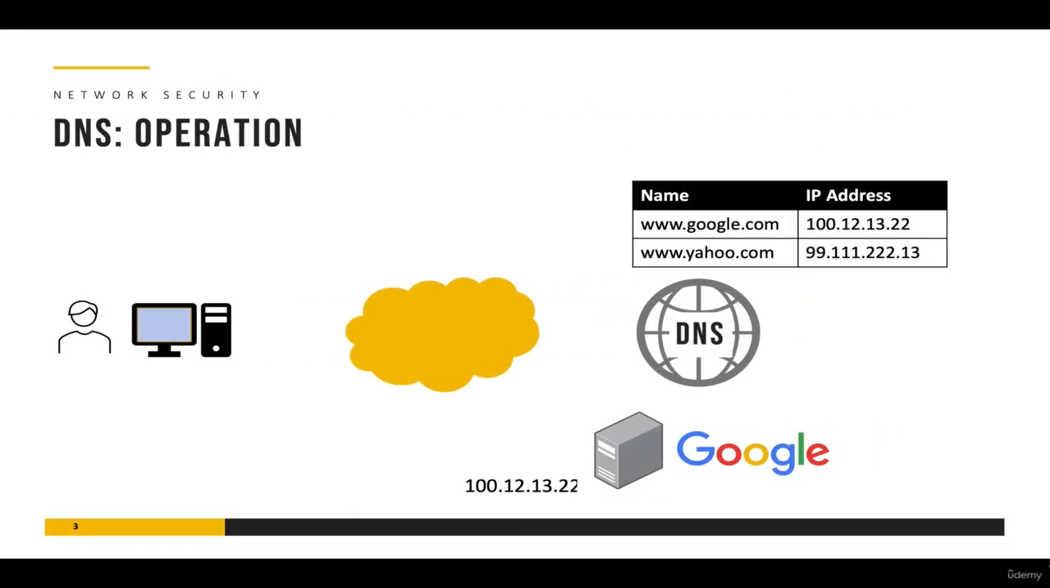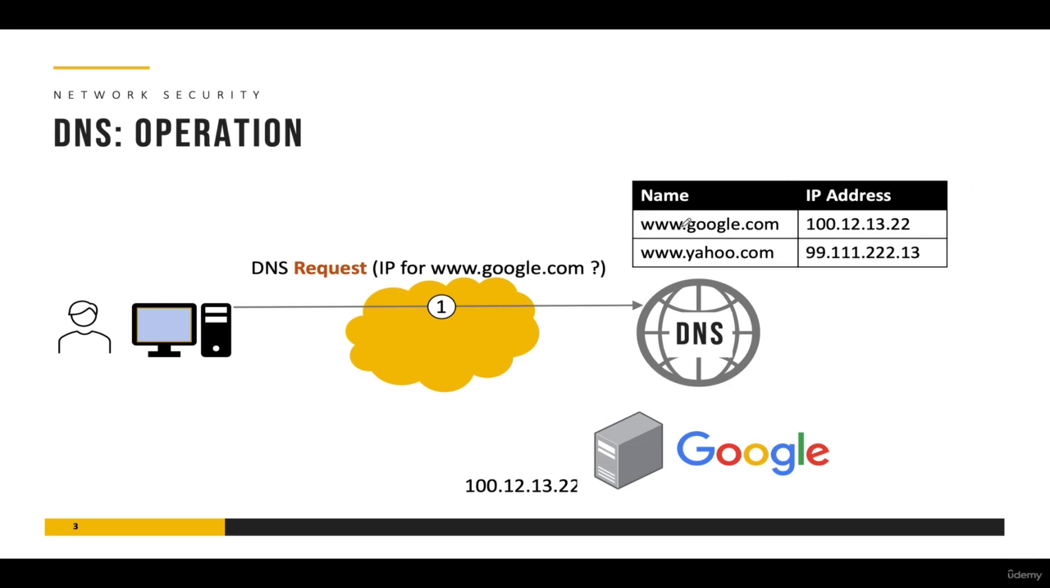Now let's see how the DNS actually operates. So let's say you are a user sitting on your system and you want to go to google.com. Now the IP address of this domain is 100.12.13.22, but you don't know that and your browser doesn't know that. You only know google.com. So what you do is that you send a DNS request message asking for the IP address of google.com.